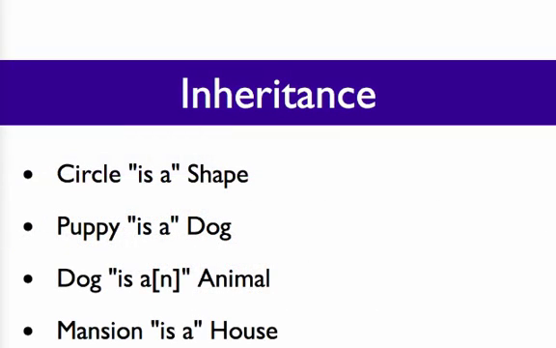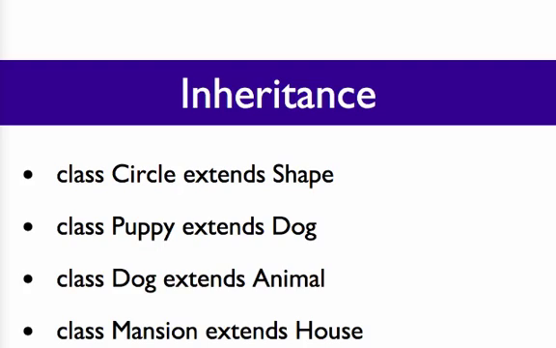So think of it like this, right? Circle is a shape, puppy is a dog, a dog is an animal, a mansion is a house. All of these things would be potentially valid inheritance relationships. And when we translate that into PHP, we've now got class Circle extends Shape or class Dog extends Animal and so on. So we've got that relationship, and that is-a relationship still holds.